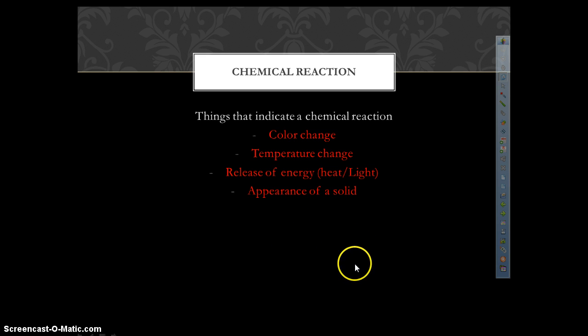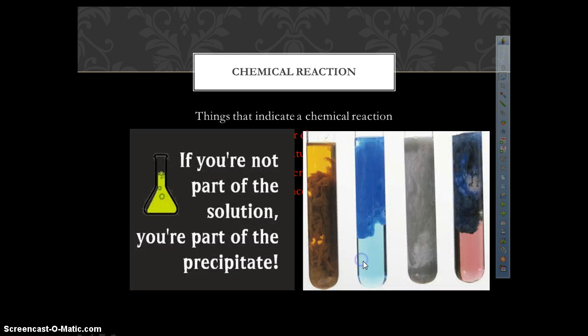Appearance of a solid, that's pretty important. We see that a lot. The solid itself is called a precipitate, and we will get into that later, so you don't have to worry about writing that down. But basically, you get a solid that forms within your solution, and here's an example of a few, and that indicates a chemical change. So you've produced something new, which is a new substance, and it's a solid.